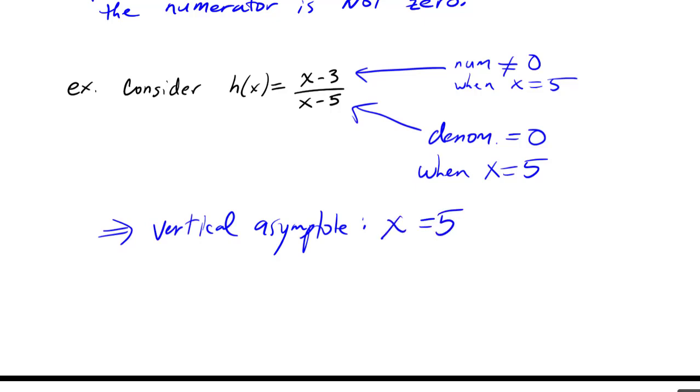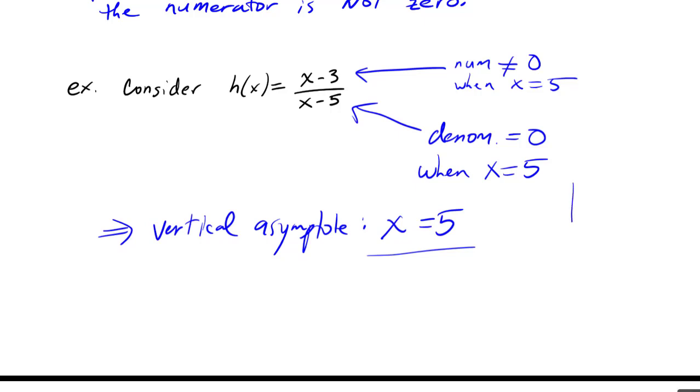being the line x equals 5. Remember, the line x equals 5 is a vertical line. Now, you may say, oh, but what about 3? 3 makes the numerator 0. That's a whole different thing. Making the numerator 0 and not the denominator 0 just gives you a 0 of the function. Okay?